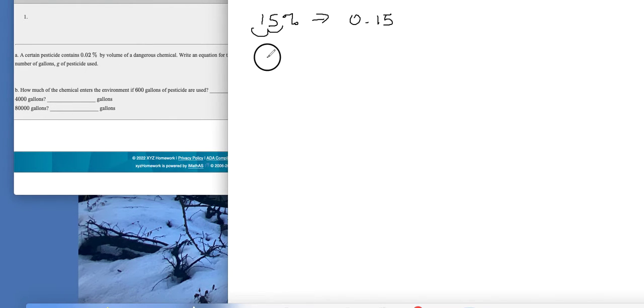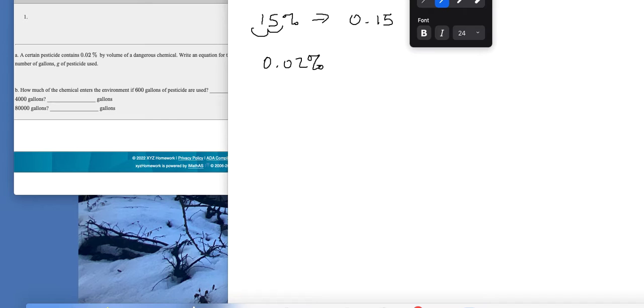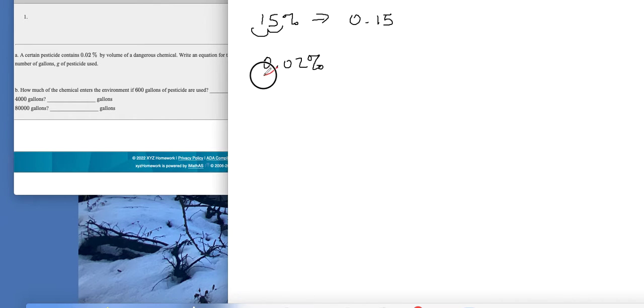So for this one, we have this kind of funky 0.02%. When I move my decimal 2 places, 1, 2, that turns into 0.0002, so 3 zeros and a 2. We're starting here and going 2 places to the left. Now that we have that decimal, we can do math with it.